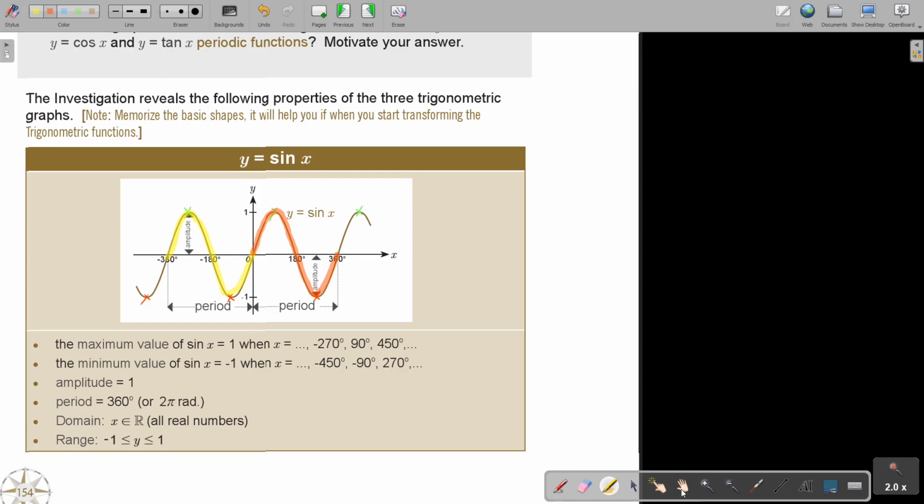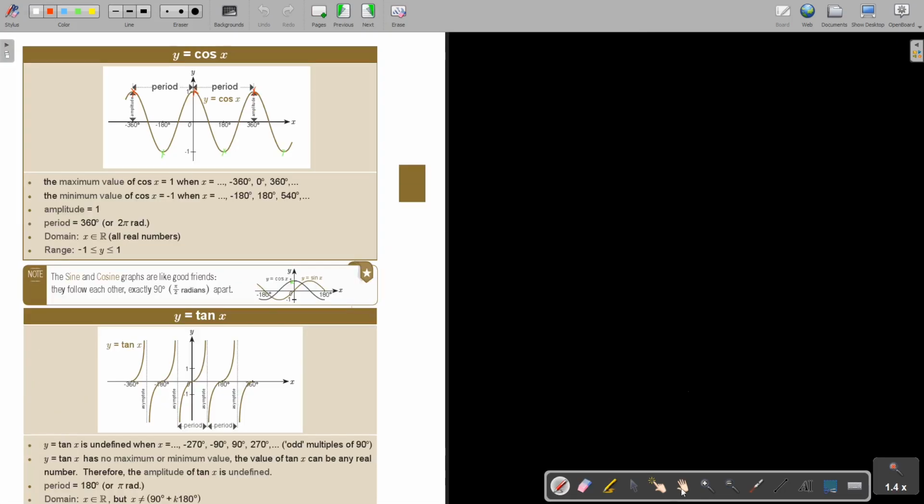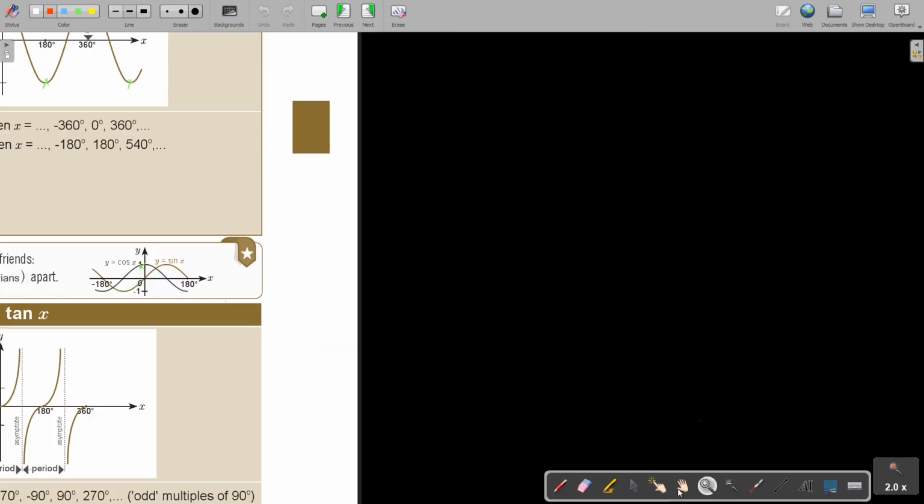What is the domain? That's the x values. So it can take all the x values. So that's an element of real numbers. What is the range? It only exists between 1 and negative 1, the y values, and that's why I write it like that. Okay, let's look at the next one. Again, I'm going to make it a bit bigger.